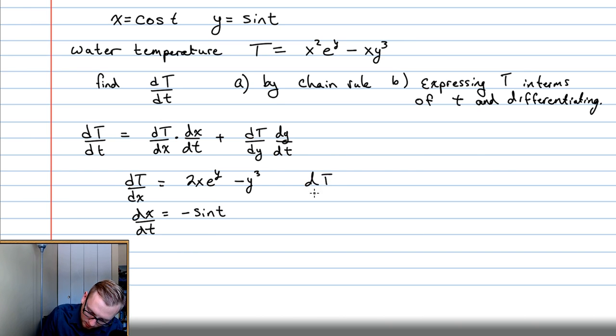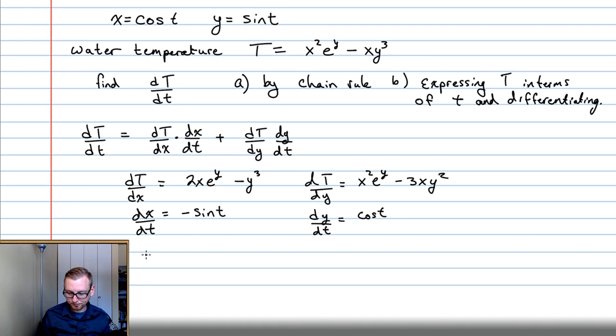What about dT/dy? Derivative of e to the y is just e to the y. So we've got x squared e to the y minus x, well, x is constant, derivative of y cubed, which we'd bring down to 3, minus 3xy squared. And then dy/dt, well, y is sine t, the derivative of sine is cosine. So cosine t. Now we plug it all together.